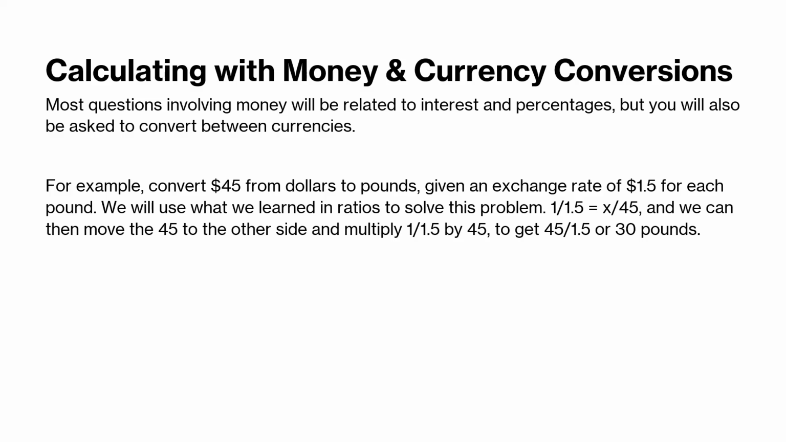We will use what we learned in ratios to solve this problem. We'll take 1 over 1.5, 1 pound to each $1.5, equals x over 45. X amount of pounds, the number we want, divided by $45. And we can then move the 45 to the other side and multiply 1 over 1.5 by 45 to get 45 over 1.5. That is our answer, which gives us 30 pounds.